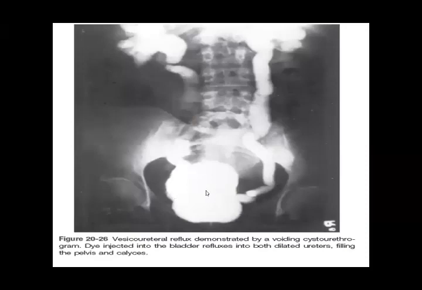Look at this. This is a cystogram. Vesicoureteral reflux is demonstrated by a voiding cystourethrogram. Inject the dye, and then you see the kidney functions, and then it shows vesicoureteral reflux. Look at this ureter, right? This ureter is very dilated. It's a wide ureter, and dye injected into the bladder refluxes into both the dilated ureters, filling the pelvis and the calyces. It is going upwards.